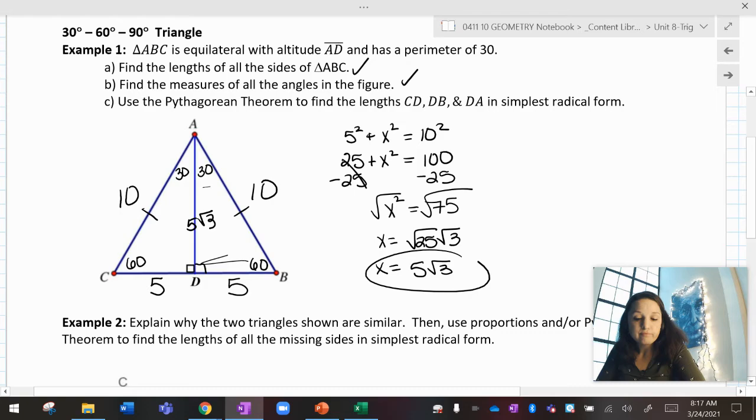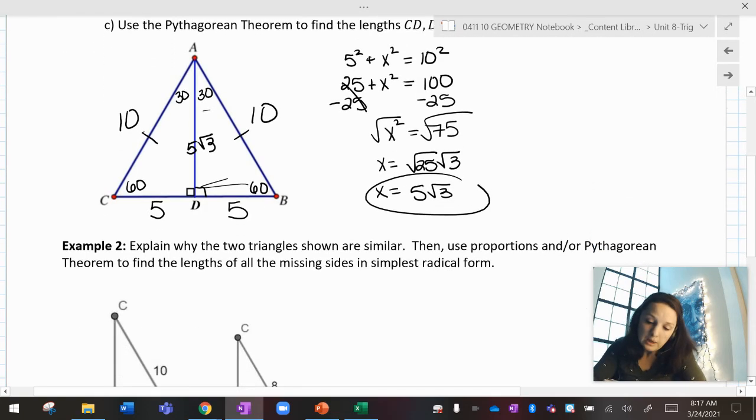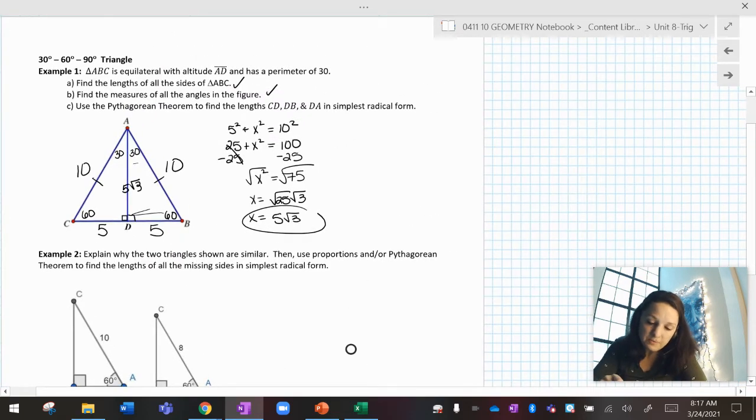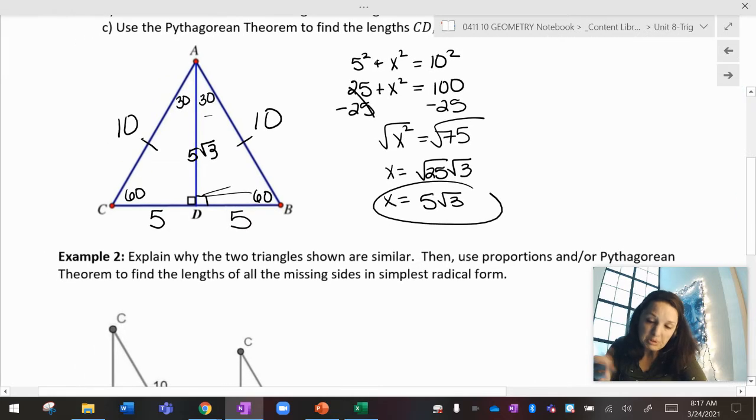Cool. Okay. Now it says nothing. That's all I had to do. So let's look at these. I have a 5, I have a 5 root 3, and I have a 10.